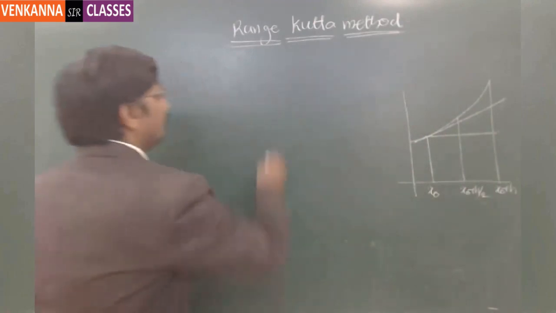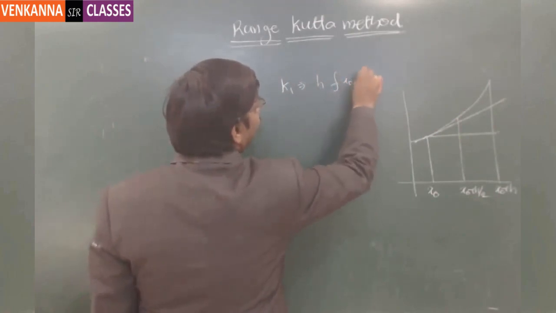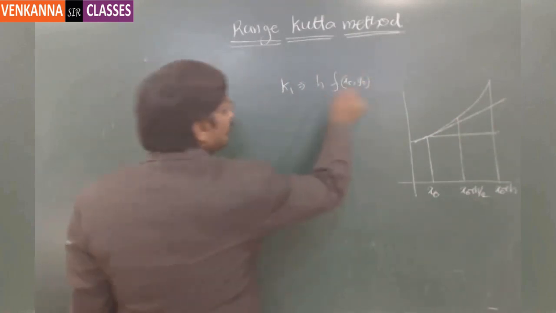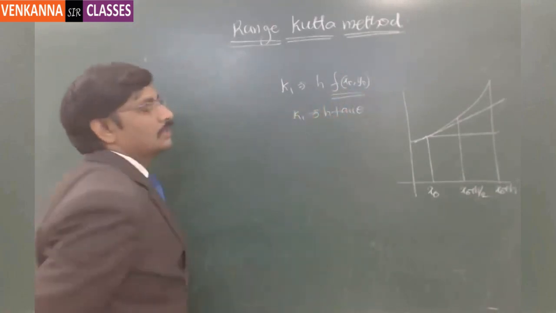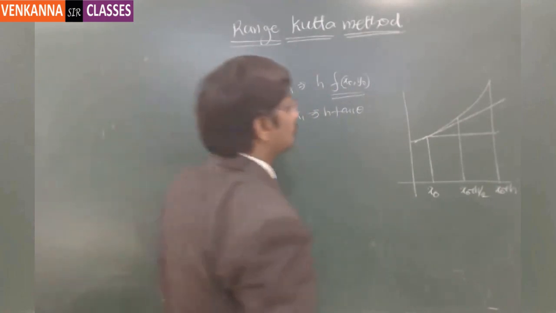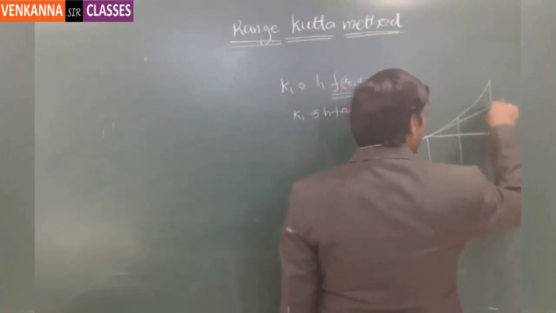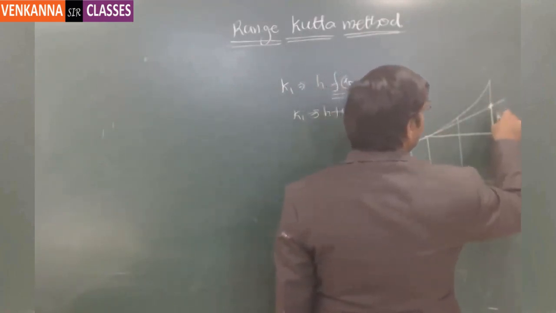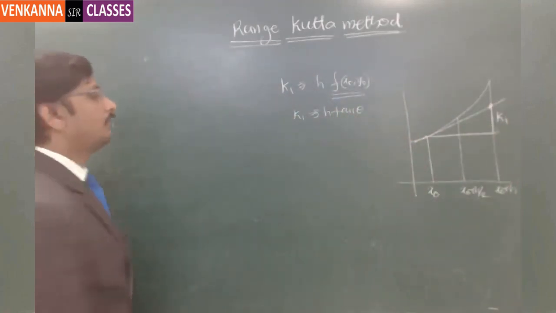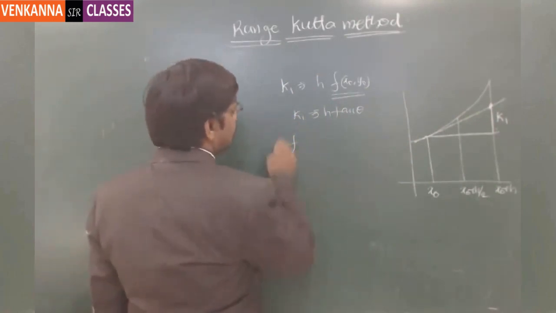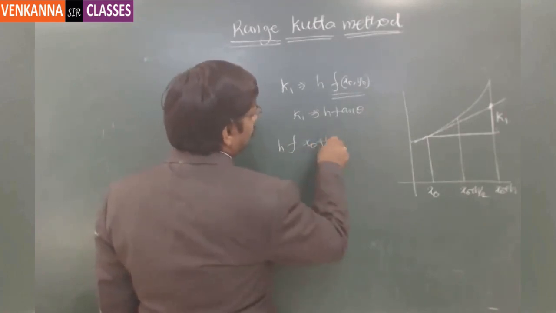Here K1 we have defined as h times f of x naught comma y naught. So f of x naught comma y naught is nothing but tan theta. h tan theta is the K1 value. So h is this length and tan theta is this height. So this is K1. Got it?